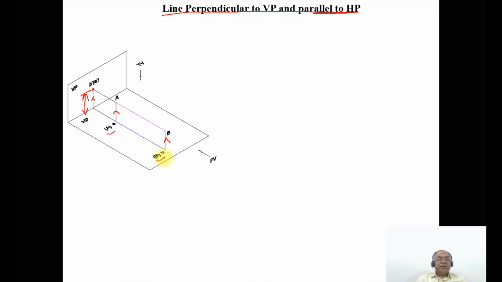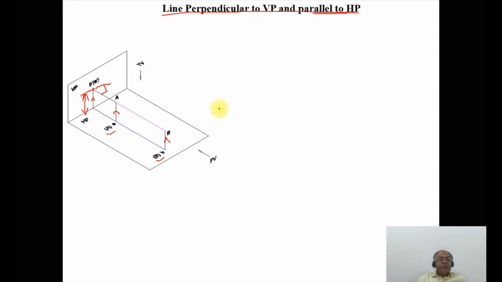You can see here you have in HP capital A and capital B. As we see, the line is perpendicular to VP, that is 90 degrees to VP. Since it is perpendicular to VP, therefore you are getting a point in the vertical plane. As I look from the front view, B is near to the observer, therefore B dash is visible, and A is away from the observer, therefore A dash is in bracket.